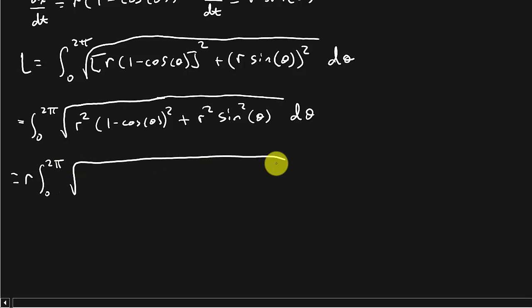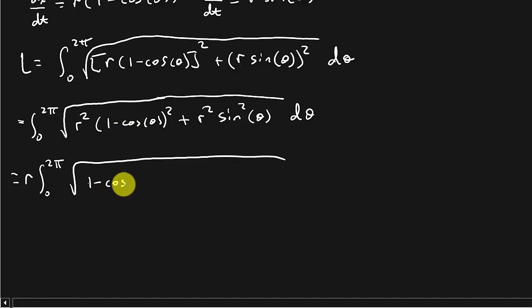Uh-oh. Where did that r come from? You see the r squared? I just factored that out. And what's the square root of r squared? R. And so I just brought it outside. So now let's multiply that out.